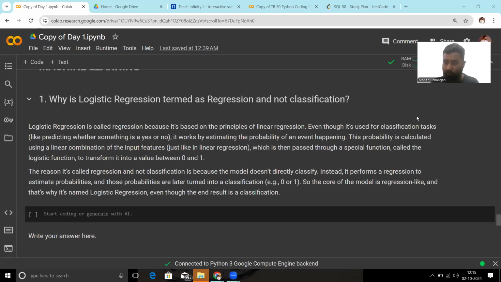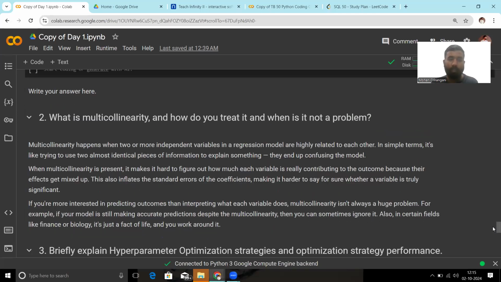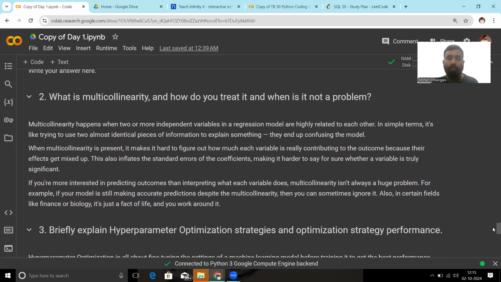Then we turn to our second question, which is multicollinearity. Multicollinearity is an important term when we learn regression, linear regression. It is important because we first need to understand what multicollinearity is. So first, let's take what a multicollinearity is.